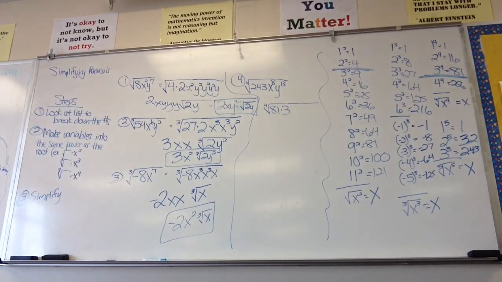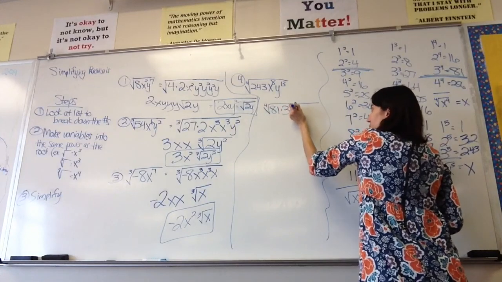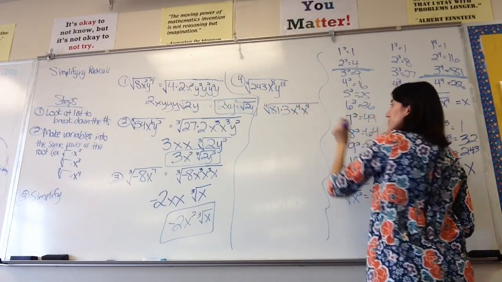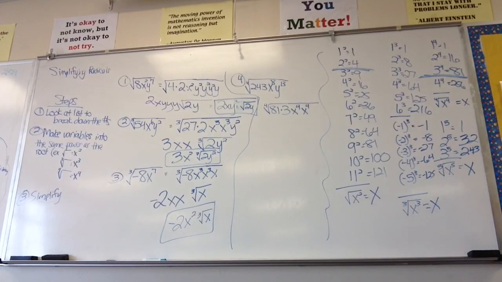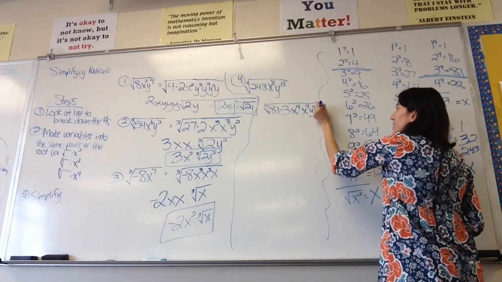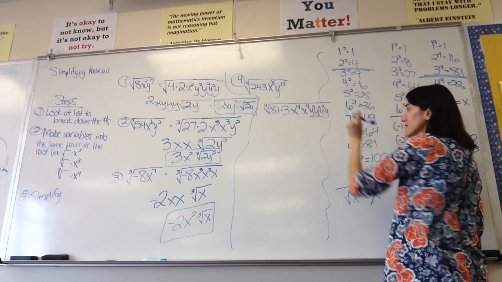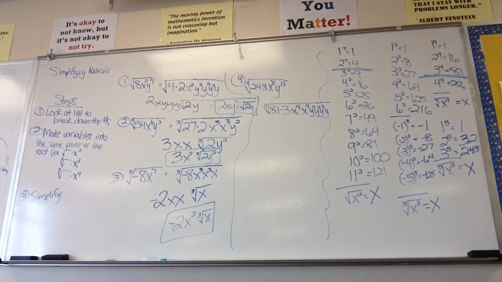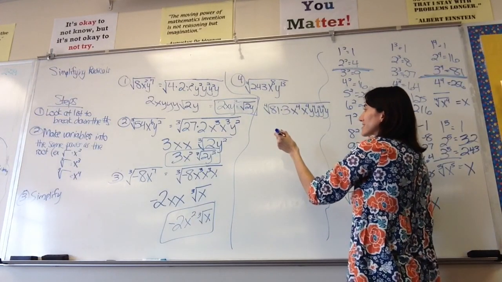Now what am I putting my x's to the power of? 4. Why 4? Because it's the fourth loop, so x4, x4. Then you've got y4, y4, y4, y. Okay, the fourth root of 81 is 3.